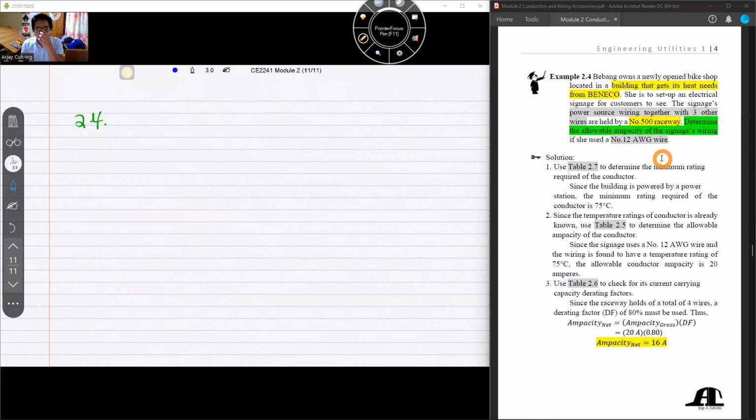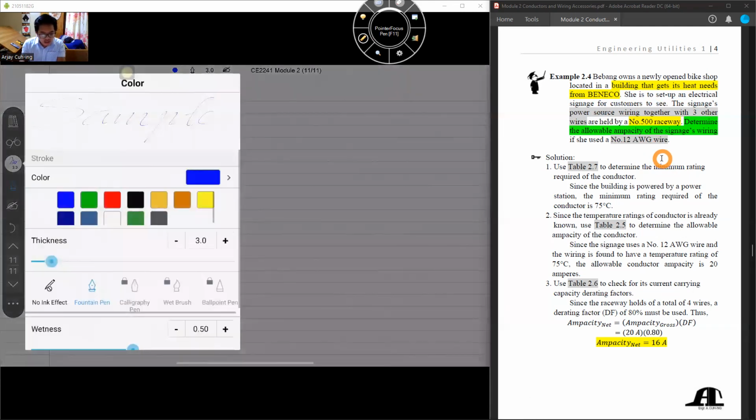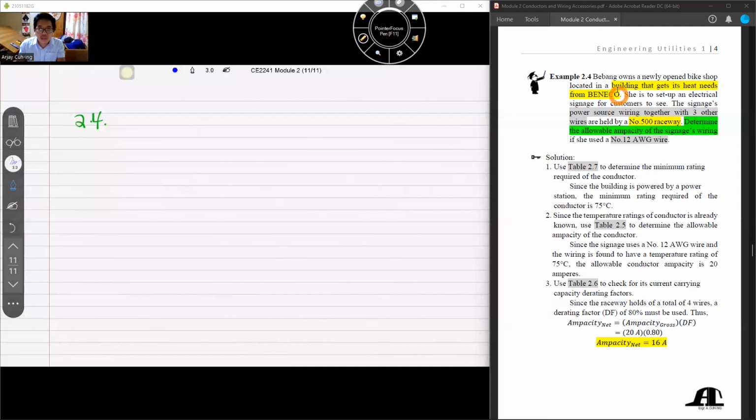Okay. So, lagyan na natin yung given, class. So more or less, yun nga, di ba? O review natin, class, yung tables kanina. Dapat alam natin kung ano yung location ng building para masabi natin, class, kung ano yung temperature rating niya. So itong given, class. Given, class, is the building gets its heat from Beneco. Okay, so yun yung first given natin, class, no?